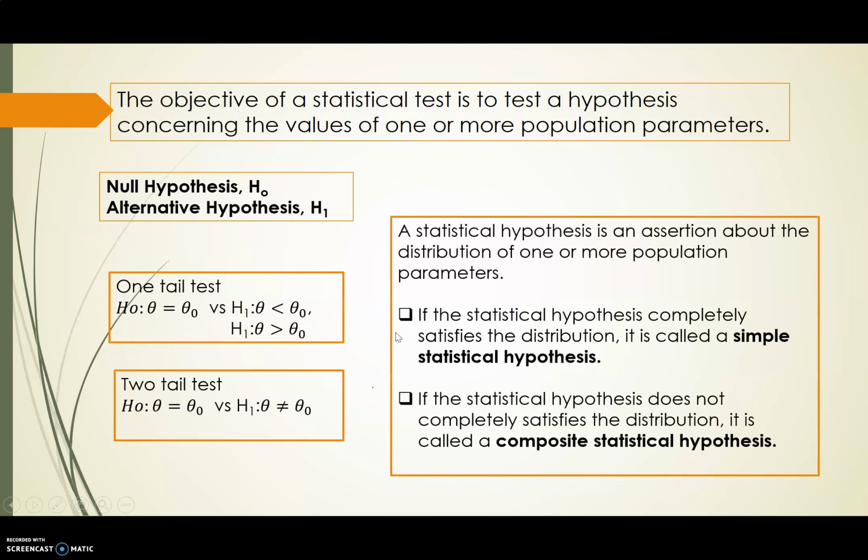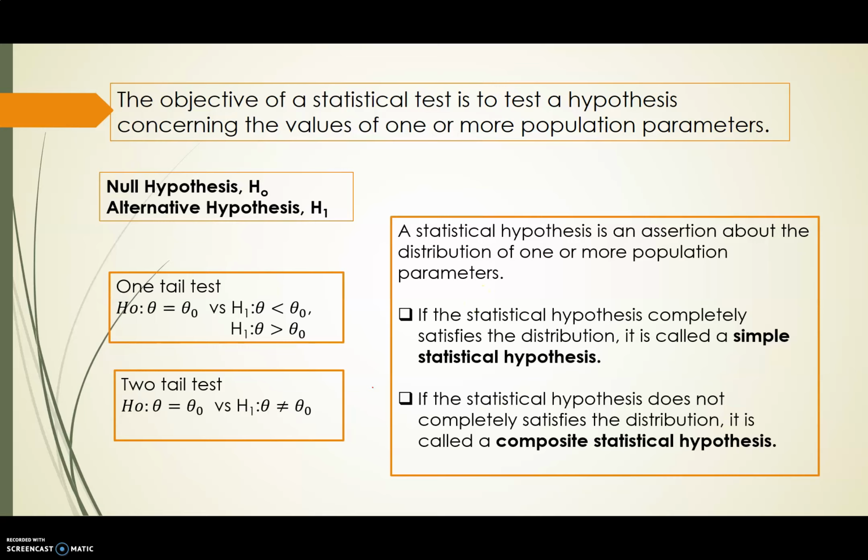A statistical hypothesis is an assertion about the distribution of one or more population parameters. In this case, the parameter can be mu, our population mean, sigma, our population standard deviation, sigma squared, our population variance, and also pi, our population proportion. We can have the difference between two populations, or we can take the ratio of two populations.